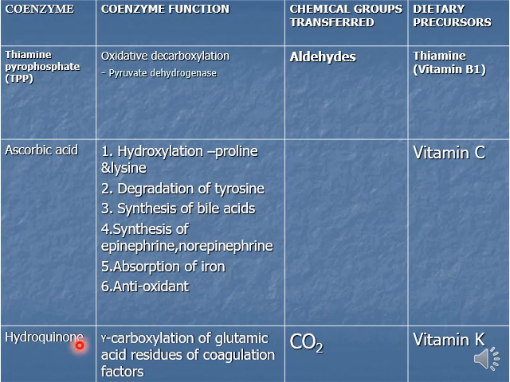Next is hydroquinone, which helps in gamma carboxylation of glutamic acid residues of coagulation factors 2, 7, 9, and 10, which is a part of post-translational modification. It transfers carbon dioxide and its dietary precursor is vitamin K.